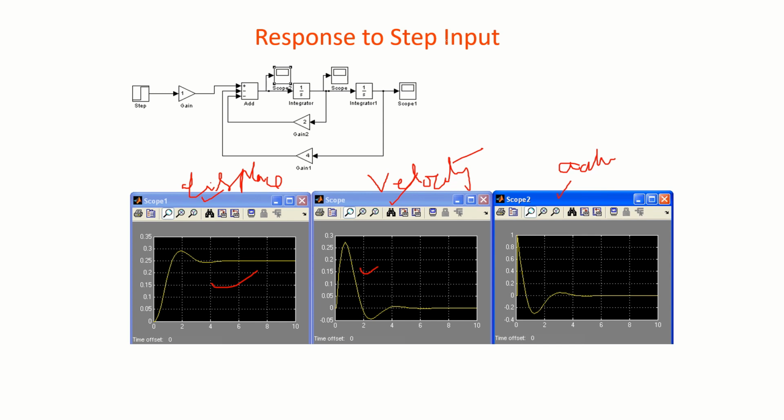Just the idea is how to create this model, how to get the output. That's what exactly I'm trying to demonstrate. So in subsequent chapters, I'll teach you how exactly these have to be interpreted and learn something out of it.